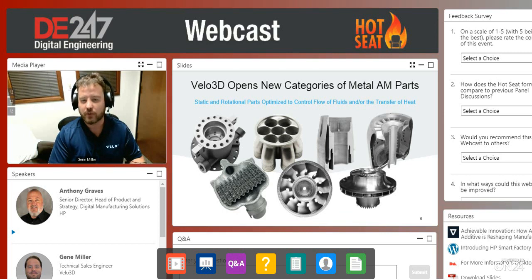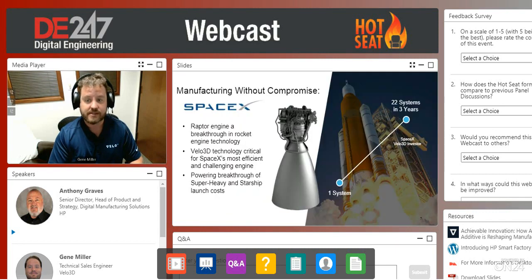Here's an overview of what we're going to talk about quickly. Our main customer has been SpaceX in the past. We are helping them enable their Raptor technology, and they have expanded from one system to 22 systems in just 3 years of our partnership. So really a strong partner for us, helping us improve our processes and move forward in the future.